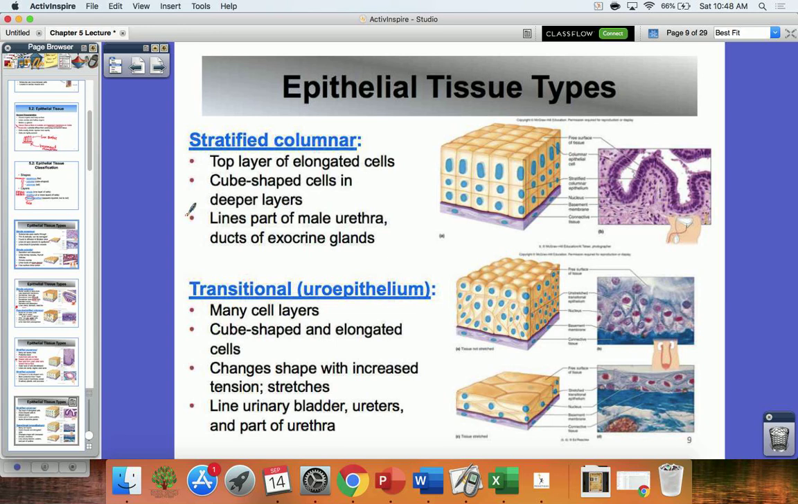Okay, and you'll find this in places like the bladder. So, the bladder is going to be full at times, and then it's not going to be full at other times. And so it changes shape with increased tension, which means when it may be full, it's going to stretch a little bit more than when it's not.